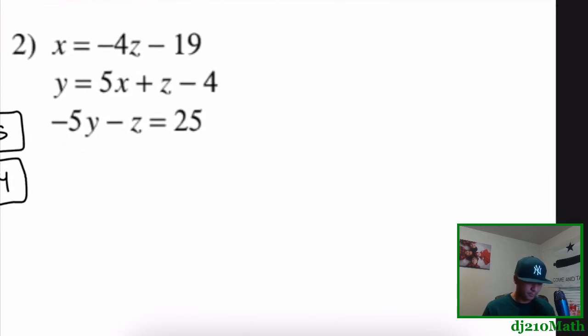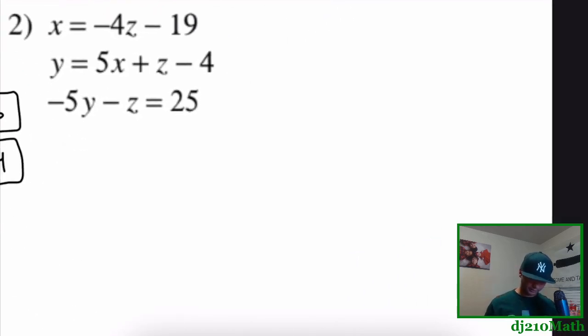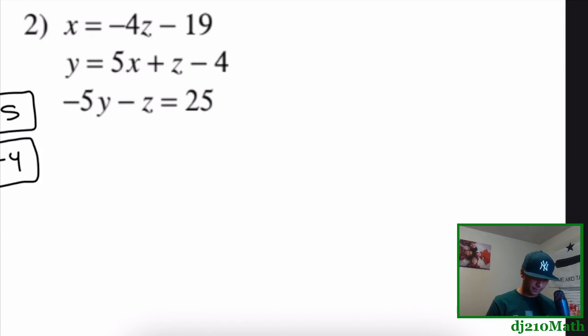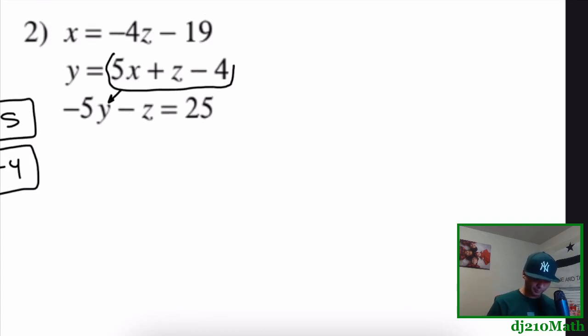Okay. Let's try it again. Let's see where this takes us. Again, y is already solved. So we're plugging 5x plus z minus 4 into y. So all this goes here. And notice there's no y term in the top. That might play a role here in a little bit.